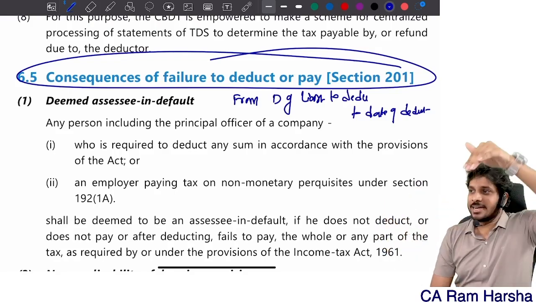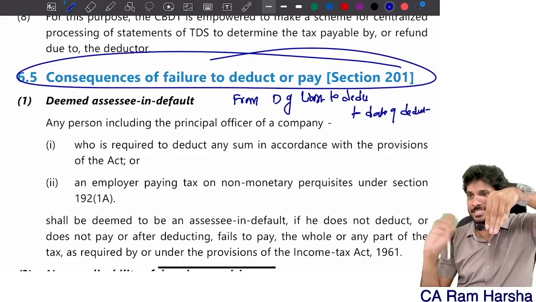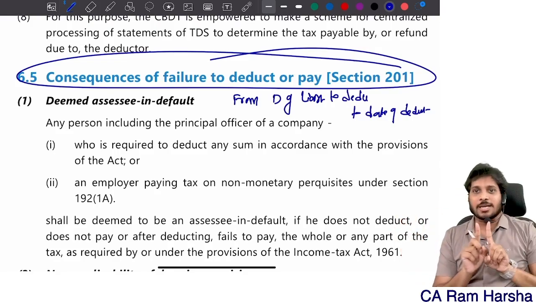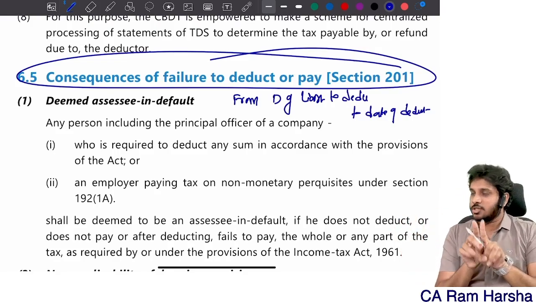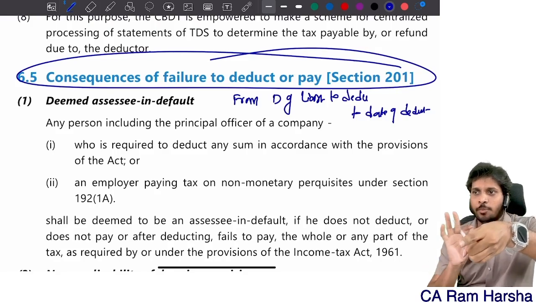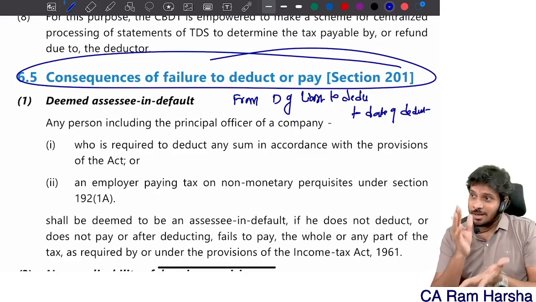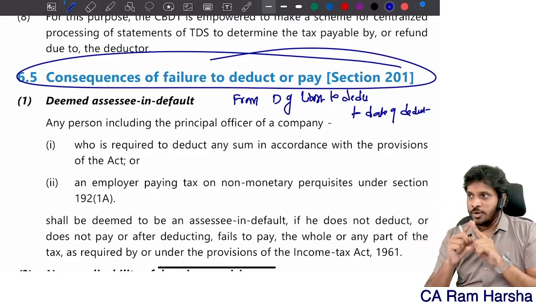Month should be calculated on month April, May, June. Like that you should calculate, not 30 days. Are you getting it? You are supposed to deduct on when? May 10th. If at all you deducted and paid by June 7th, no problem. You didn't deduct. You deducted when? June 9th. Means you late deducted.